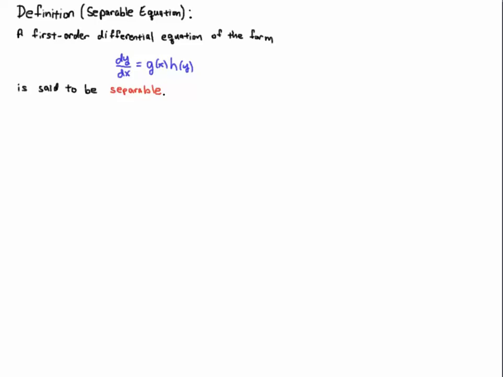Hello students. In this video I'm going to justify the technique for the separation of variables for first order ordinary differential equations. If you haven't seen my video on the definition and some examples of separable equations, I recommend that you stop here and go back and check out that definition. Make sure you understand what it means to be a separable equation.